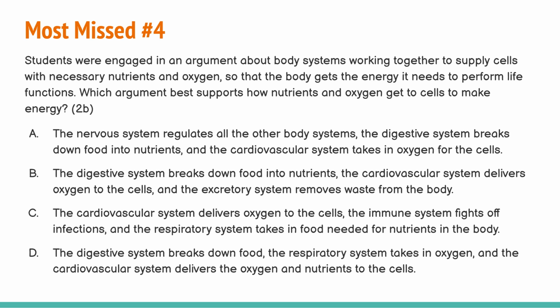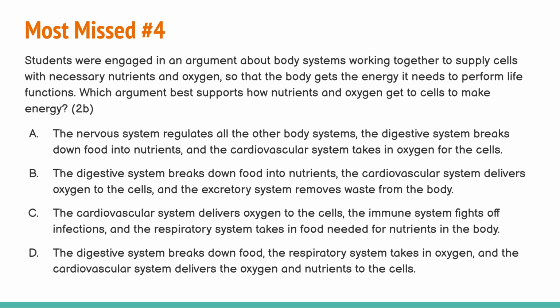Most missed question number 4. Students were engaged in an argument about body systems working together to supply cells with necessary nutrients and oxygen so that the body gets the energy it needs to perform life functions. Which argument best supports how nutrients and oxygen get to cells to make energy? So here the question asked is about supplying cells with necessary nutrients and oxygen and the body getting the energy for functions. So let's see what makes the most sense.